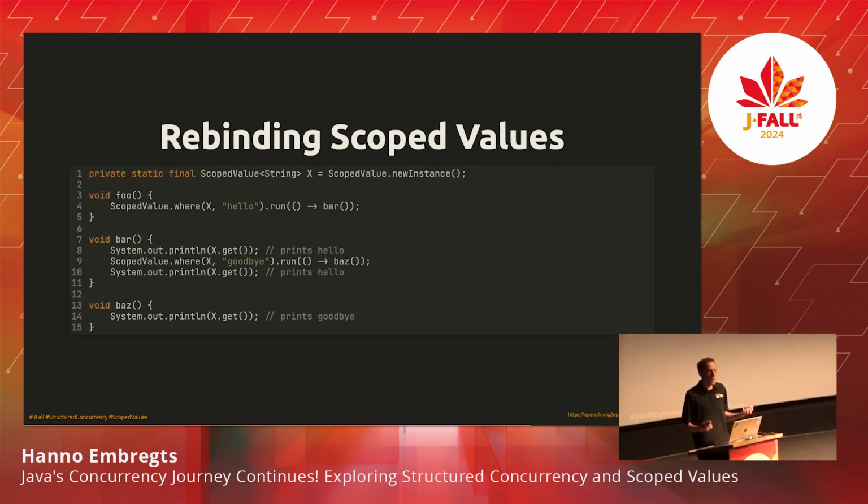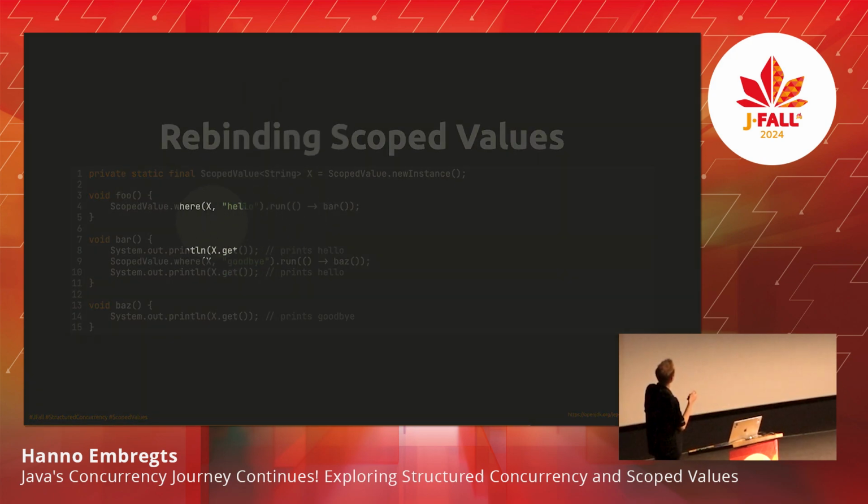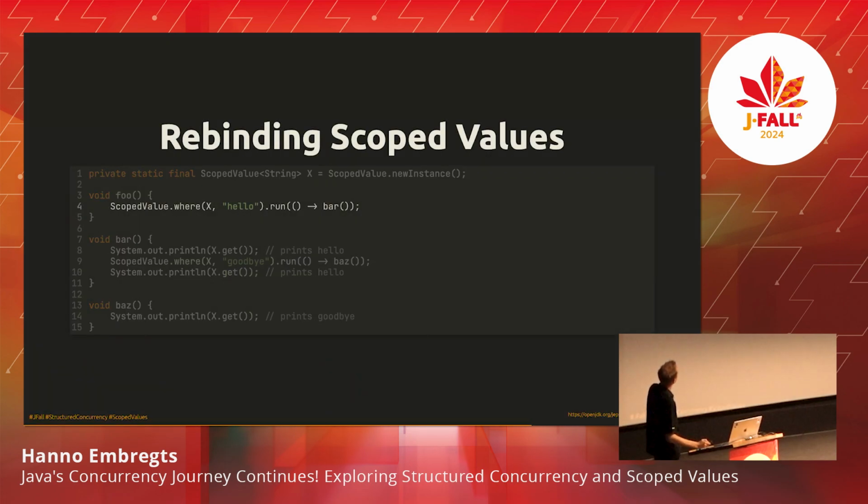So scoped values cannot be mutated, but they can be rebound, right? So in this example here again, we have the scoped value X. We've bound hello for the scope of the bar method. So in the entire bar method, the result will actually be hello, unless we rebind it. So at line 9, we rebind it here to say goodbye. So we've actually created a little nested scope here.